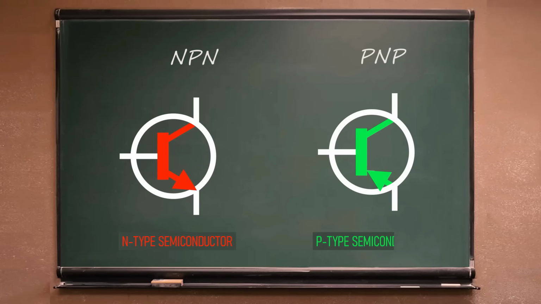And there are basically two types of transistors: N-type and P-type. In an NPN transistor, current flows from the collector to the emitter. In a PNP transistor, it's the opposite, from the emitter to the collector. Current flow direction, just like in a diode, is also reflected in the transistor schematic symbol, the arrow.